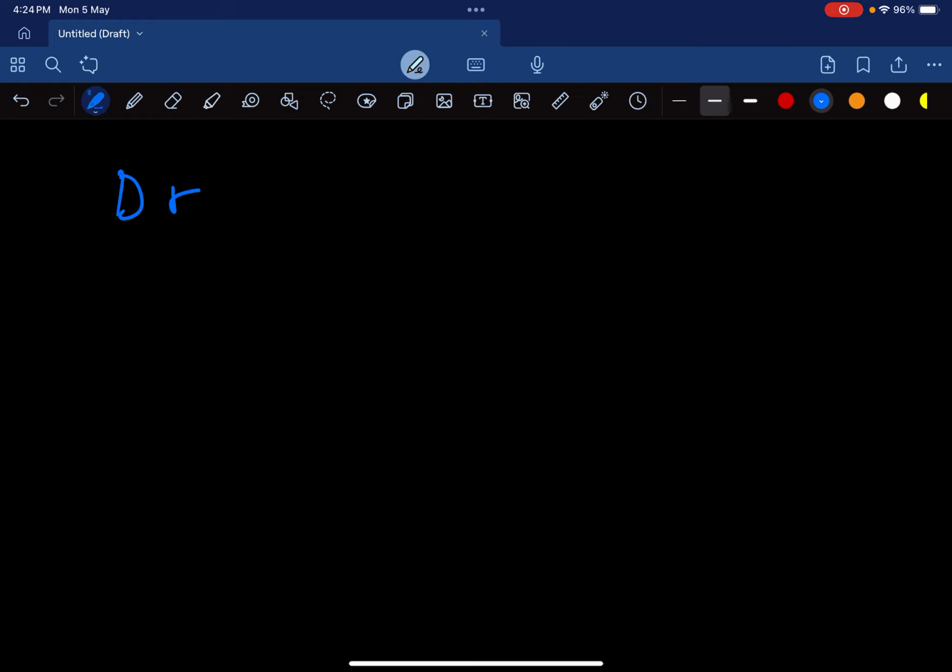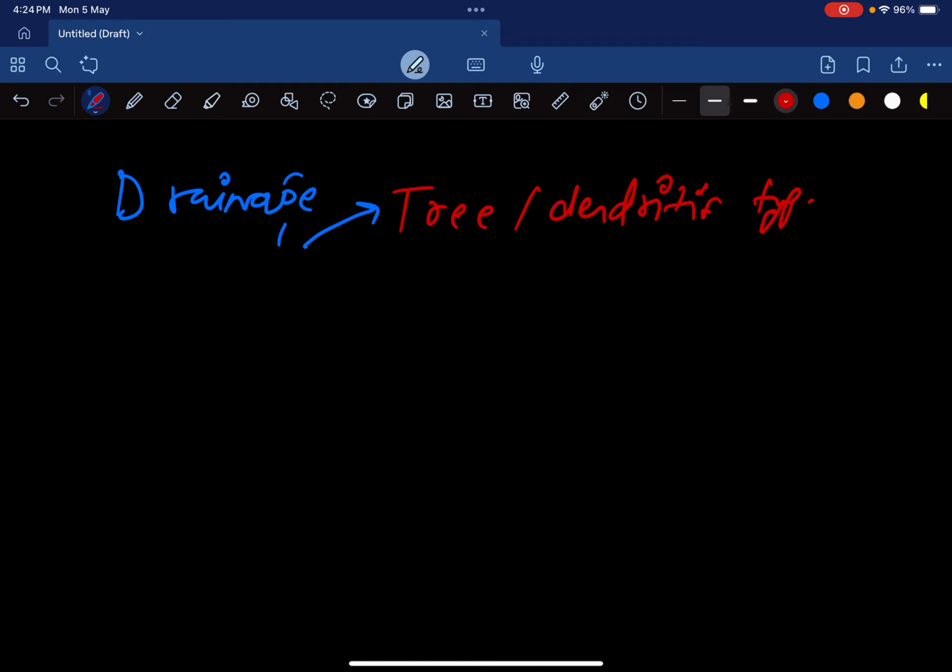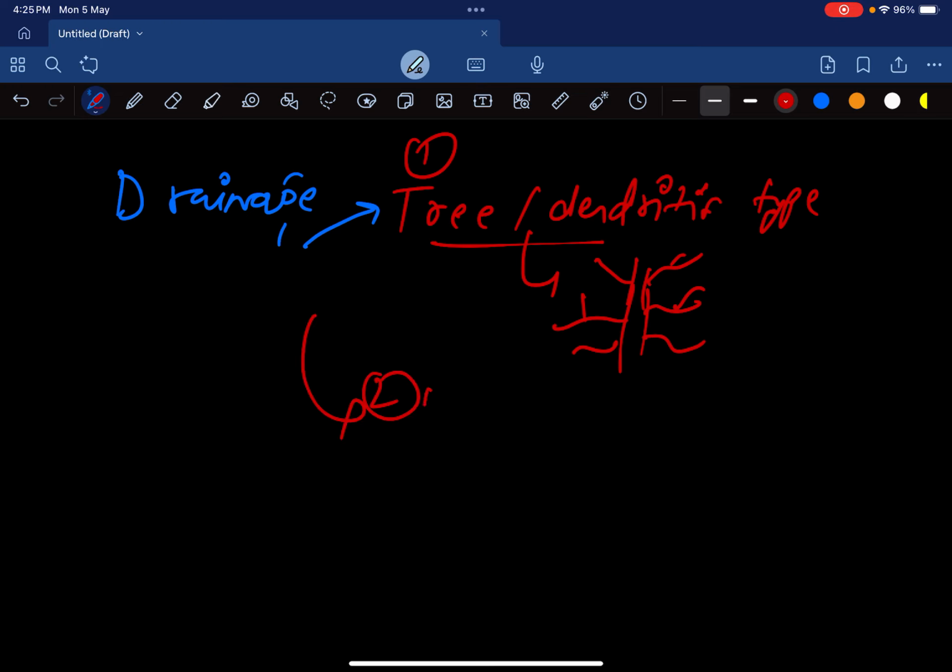Now, drainage patterns are of 4 types. What are those? The number 1 is the tree or the dendritic type, where it is in the shape of a tree and you have the branches, like that, right? The second one is the radial type, right?